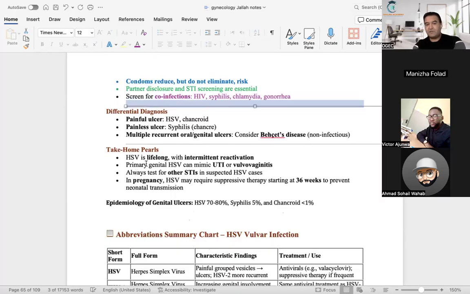Take home: herpes simplex virus is lifelong with intermittent reactivation. Primary genital herpes simplex virus can mimic UTI or vulvovaginitis. Always test for other infections, as we mentioned. In pregnancy, herpes simplex may require suppressive treatment. Remember, if you have a patient who has herpes simplex and the patient is pregnant, then you have to do the suppressive treatment starting at 36 weeks of gestation.